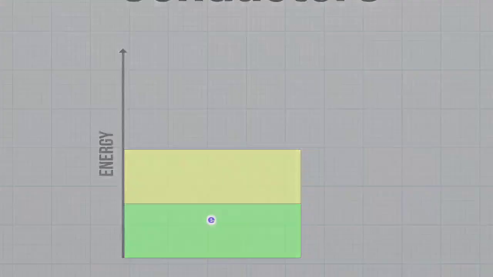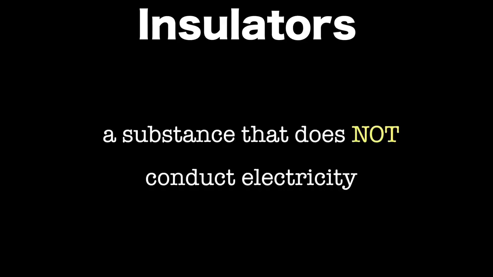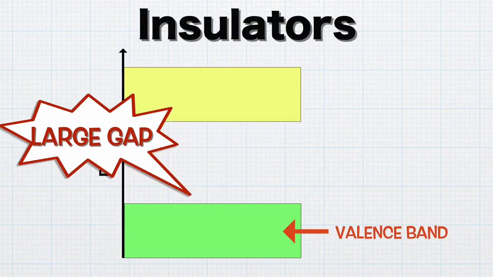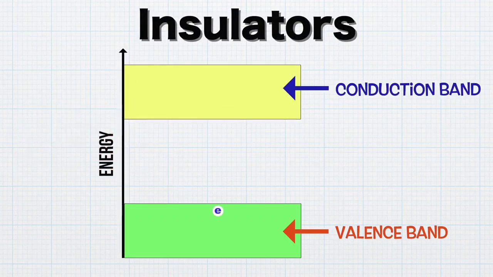Basically, in a conductor, there is no gap between the bands. An insulator is a substance that does not conduct electricity. There is a large gap between the valence band and the conduction band. We can see the conduction band and valence band are separated by a large gap.